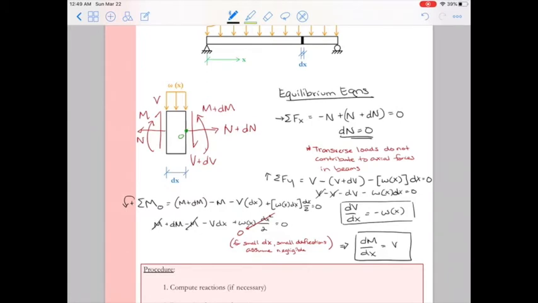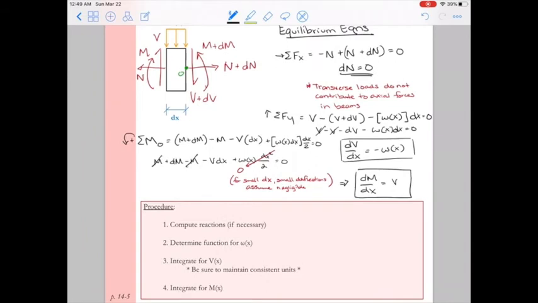All right, so how do we use method of integration to solve some problems? Like any good spy, we drop back into our standard book of procedures and see what we want to do. If we take a look at the procedure at the bottom of this page, we'll see that step 1, we compute some reactions if necessary. Second, we determine a function for omega x. Thirdly, we integrate for v of x.